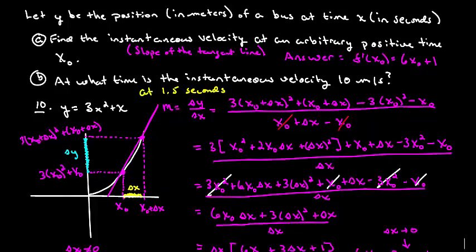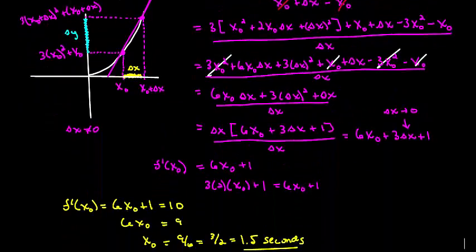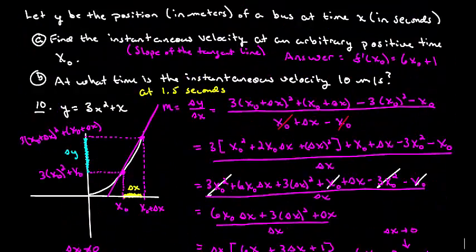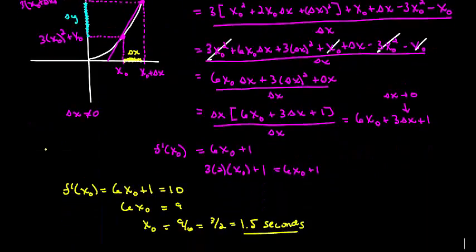So if we take 1.5 and we plug it into here, we would get 6 times 1.5 plus 1, which is 9 plus 1, or 10. So the slope of the tangent line, if I drew that out, here's the guy at 1.5. If I drew in the tangent line, this guy has a slope of 10, and the interpretation of the slope is the rate of change, so that's 10 meters per second. That's it. That's how you work these problems.